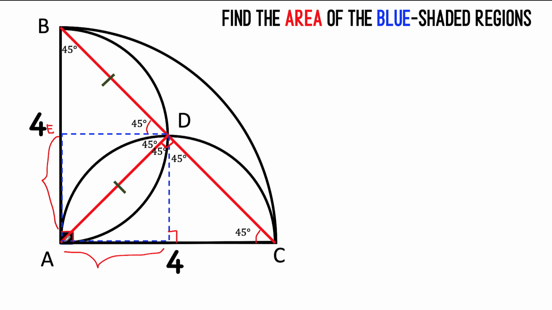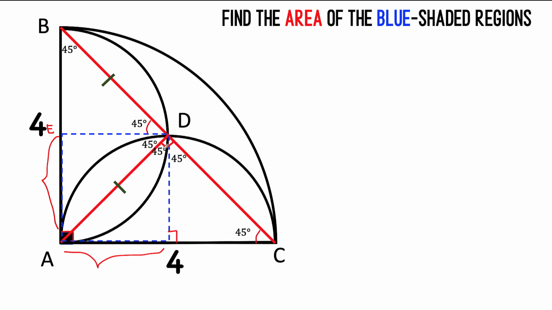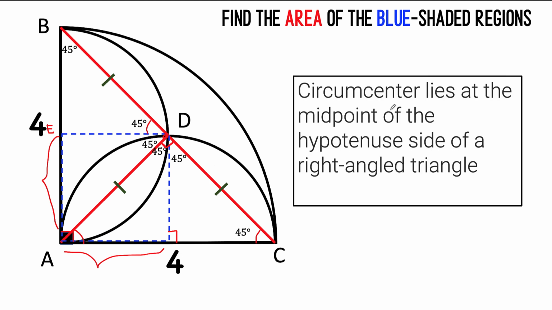In the same manner, considering triangle ADC, this is 45 degrees here, it's 90 degrees here, this must be 45 degrees here. So this side must be congruent to side DC. And because of that, we now say that point D is equidistant to vertex B, vertex A, and vertex C of right triangle BAC. That means point D is the circumcenter of triangle ABC because the circumcenter lies at the midpoint of the hypotenuse side of a right angle triangle.